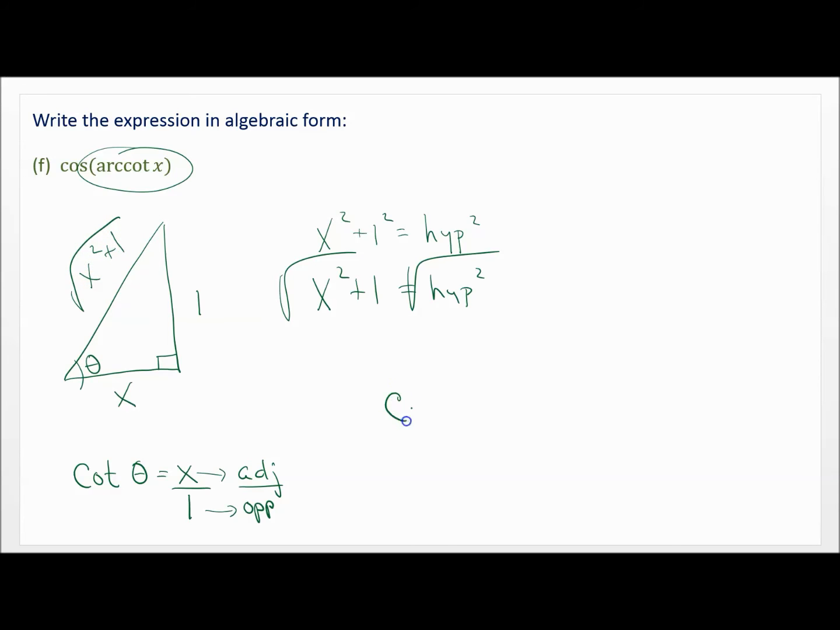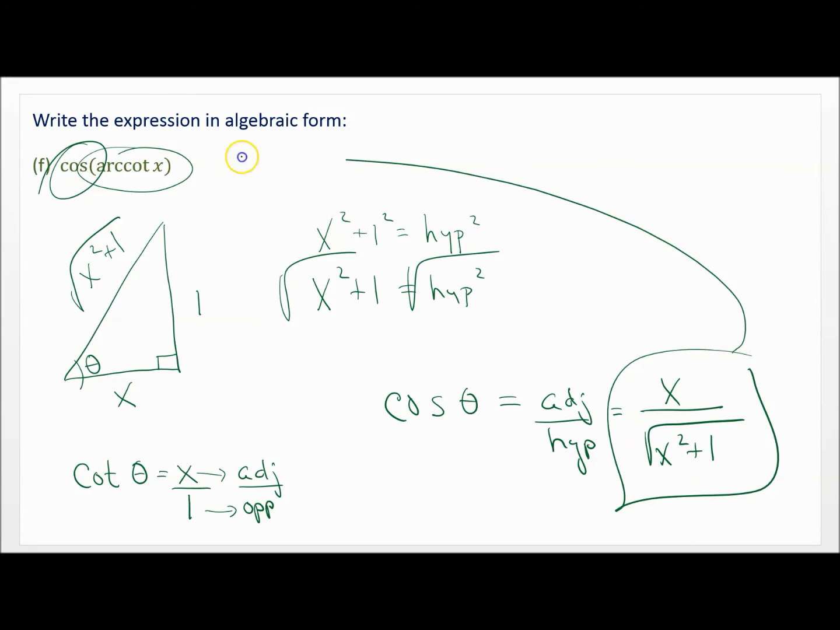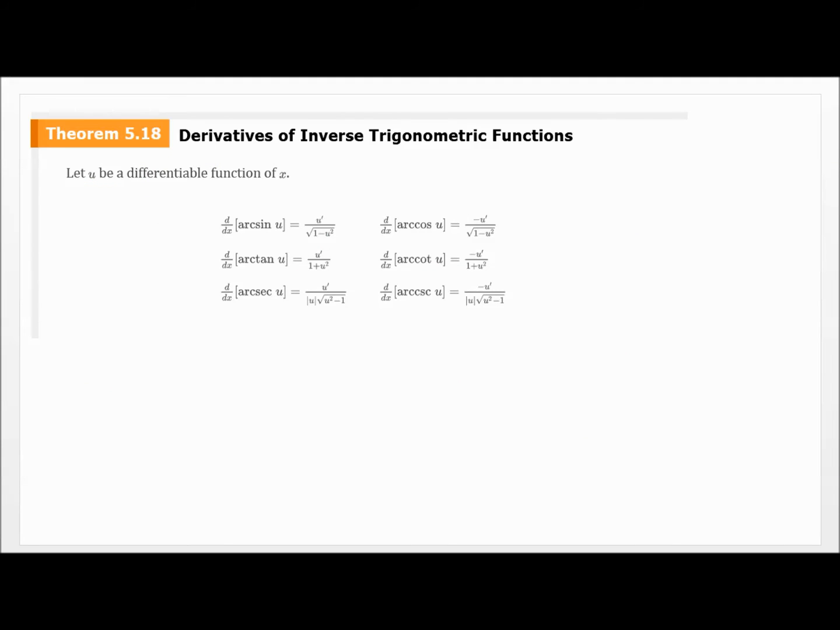Now we're going to say the cosine, working on the outside trig function now, the cosine of theta is equal to, now we know cosine is adjacent over hypotenuse. Correct? Just by definition. Adjacent side is x. The hypotenuse side is what we solved for, the square root of x squared plus 1, and that is your result. So cosine of arc cotangent of x is equal to x over the square root of x squared plus 1.